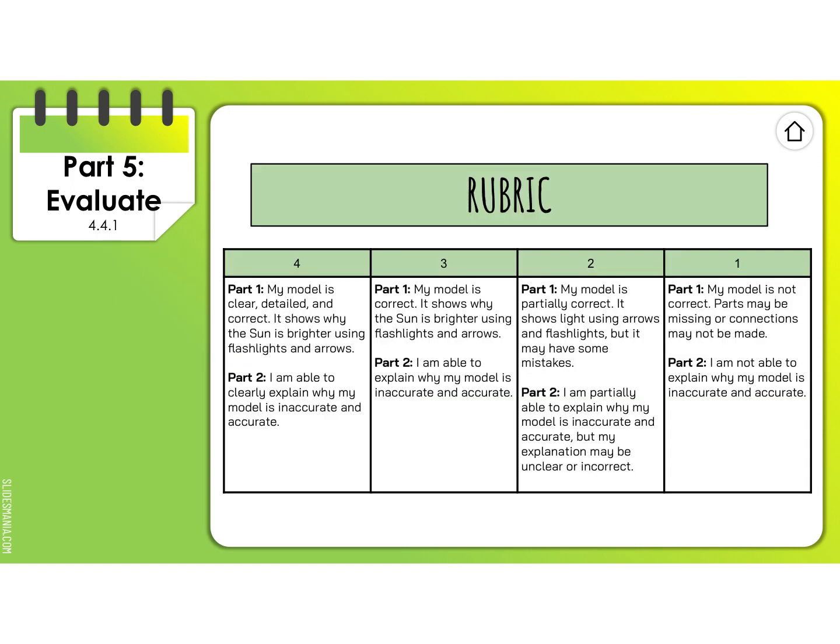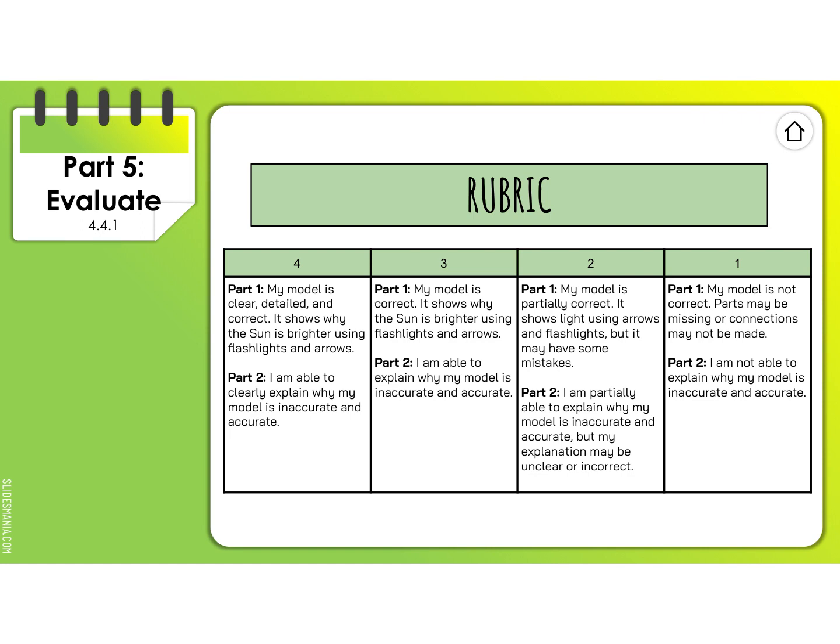And as always on page 3, there is the rubric. To get a 4, my model is clear, detailed, and correct. It shows why the sun is brighter using flashlights and arrows. And then the second part is, I'm able to clearly explain why my model is accurate or inaccurate. So you need to be really clear on your explanation.